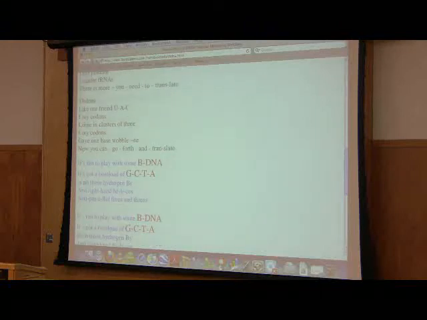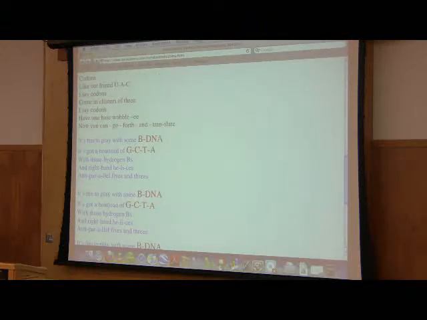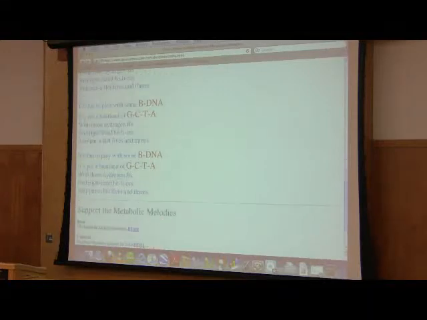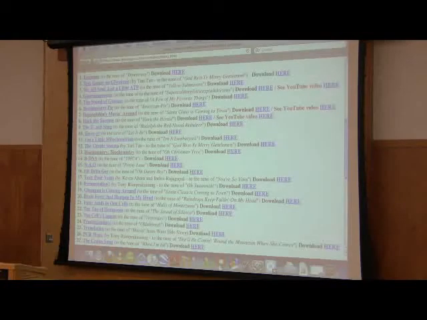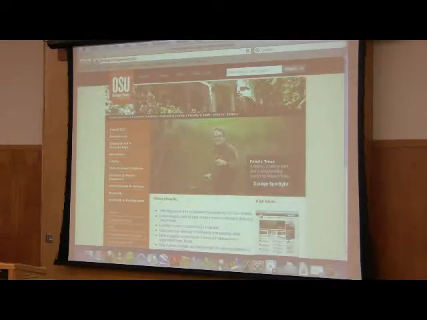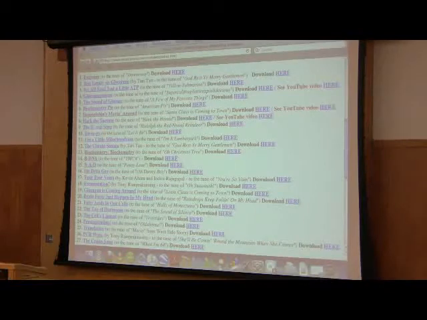and 3's. It's fun to play with some bDNA. It's got a boatload of GCTA. With those hydrogen bonds and right-hand helices, anti-parallel 5's and 3's. That's enough. Okay.